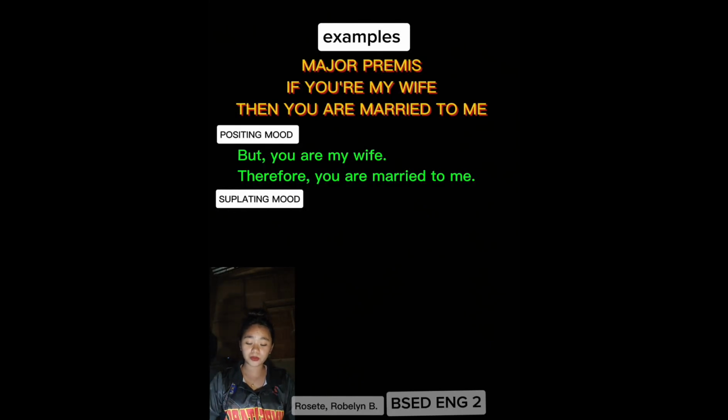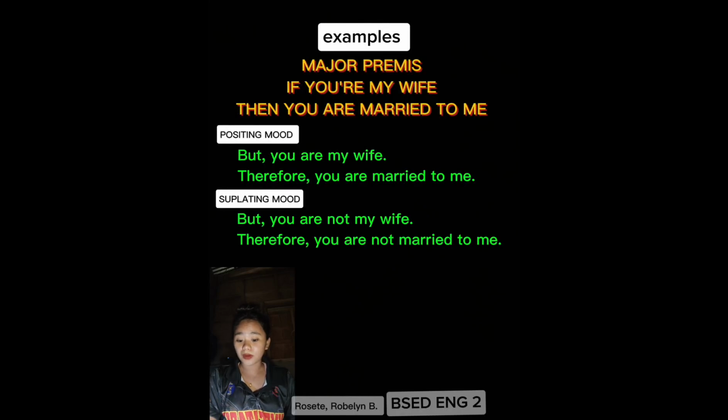Unlike doon sa posetting mood na kumbaga positive siya. Kasi, in sublating mood, ganito yung nangyari sa binigay kong example kanina. Sa posetting mood: you are my wife, therefore you are married to me. While sa sublating mood naman: but you are not my wife, therefore you are not married to me. So yun yung difference ng dalawa.